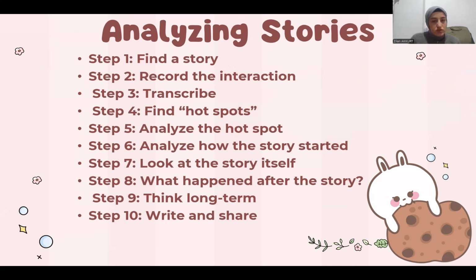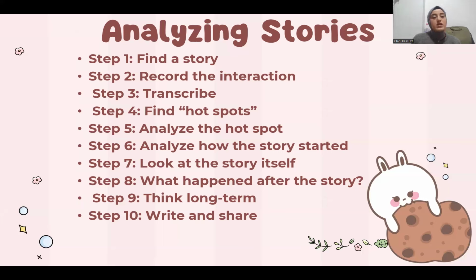And step two, record the interaction. Record the story, audio and video if possible, and transcribe it. Write down exactly what was said, and this helps you see details clearly. And find hotspots. Hotspots means moments where something unexpected happens. Your expectations are failed. Ask yourself, was the story asked for by the teacher or started by the student? Was it part of sharing time or a different lesson, or did it happen suddenly and unexpectedly?